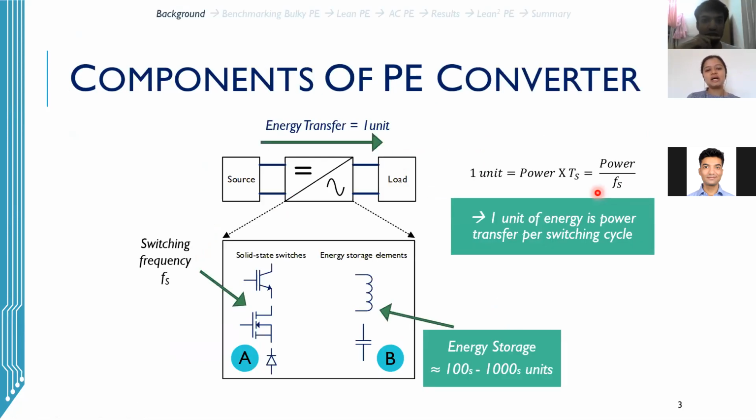Looking at the typical power converter, this is a block diagram of a simplified power converter. A typical power converter interfaces the source to the load. If we open up a power converter, we see that it is composed of solid state switches and energy storage elements. These switches operate at a certain switching frequency, which is typically beyond 5 kilohertz. On the other hand, these energy storage elements store up to hundreds or thousands of units of energy, wherein one unit is defined as the energy transfer between the source and the load.